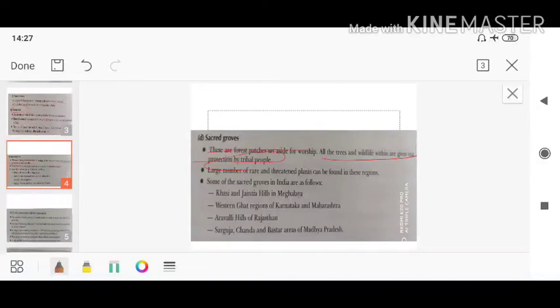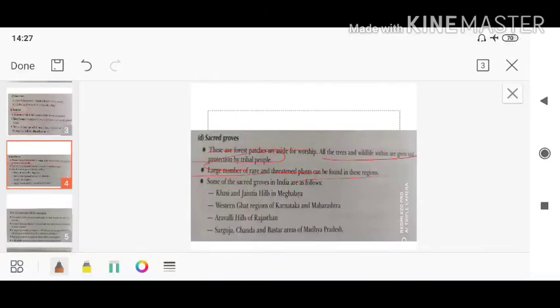So this type of protection, what do we call it? Sacred groves. We call it sacred groves, okay. A large number of rare and threatened plants can be found in these regions. I told you many plants which are endangered are found and preserved here, okay.